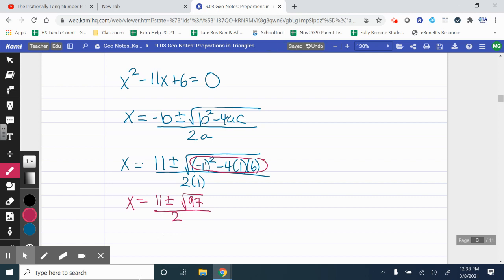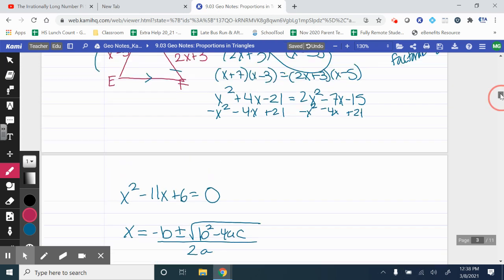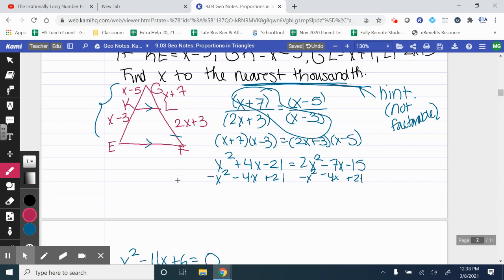And now we have two possible answers. So in your calculator, you want to put in 11 plus rad 97 over 2, and then 11 minus rad 97 over 2, and get a nice decimal. So here, if we add them, it should be 10.4244289. When you subtract them, and please make sure you do that, pause your video and subtract them if you haven't already, 0.575571099.